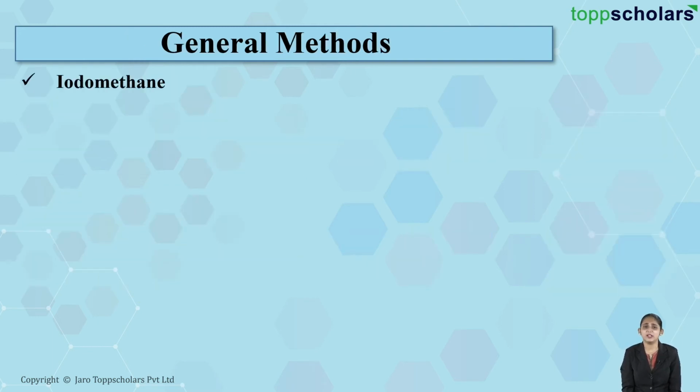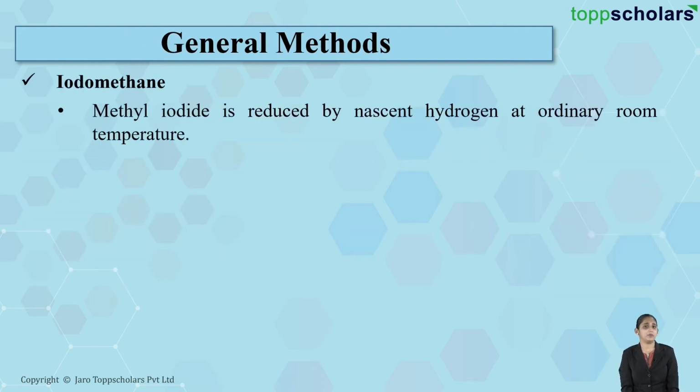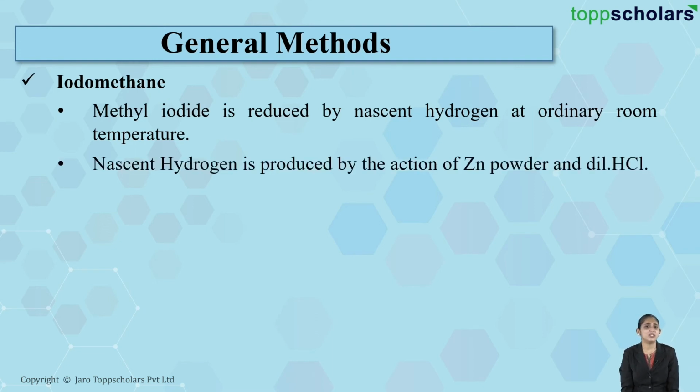The next method is by using iodomethane. Now, what is iodomethane? Iodomethane is simply methyl iodide. Methyl iodide is reduced by using nascent hydrogen at ordinary room temperature. Now, how is this nascent hydrogen produced? Nascent hydrogen is produced by simply reacting zinc powder with dilute hydrochloric acid.